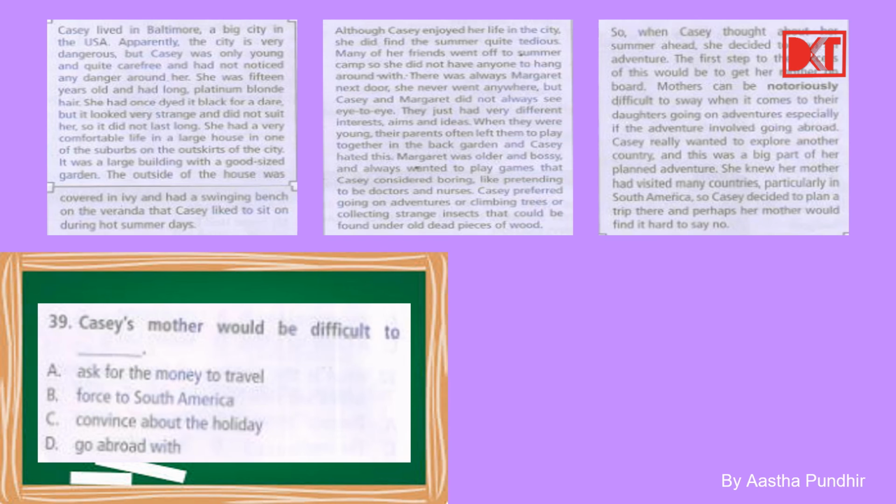Okay, Casey's mother would be difficult to ask for the money to travel, force to South America, or convince about the holiday. Here we read that when Casey thought about the summer ahead, the first step would be to get her mother on board. Okay, so the difficulty would be in convincing her about the holiday. All right.